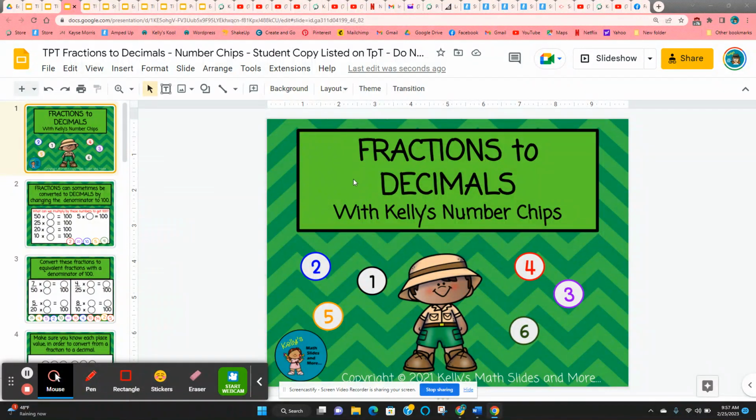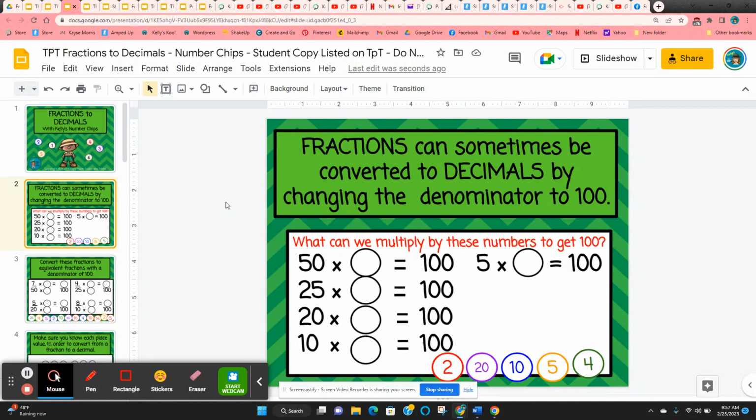Fractions to decimals with Kelly's number chips. This is a digital lesson and it starts on slide 2. So it starts by asking the students what we would multiply each of these numbers by in order to get 100, because we want our denominator to be 100.